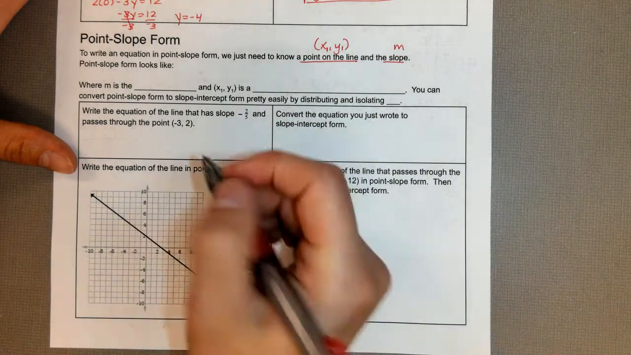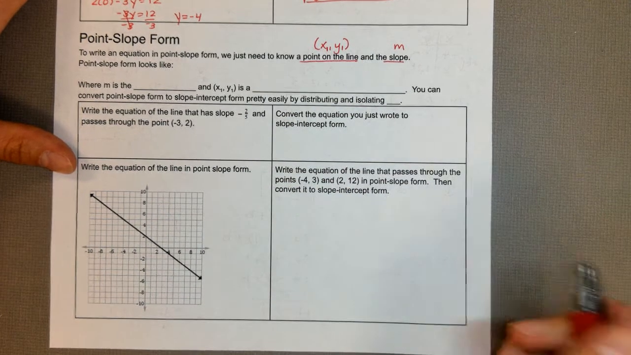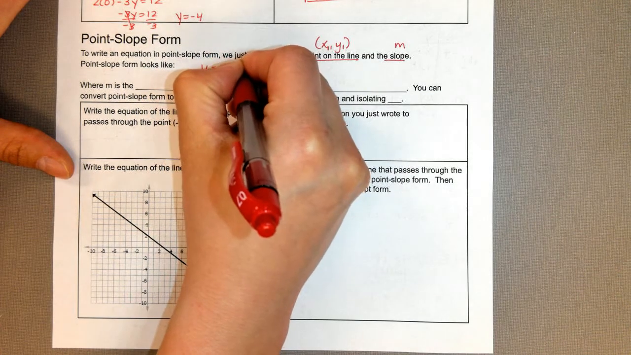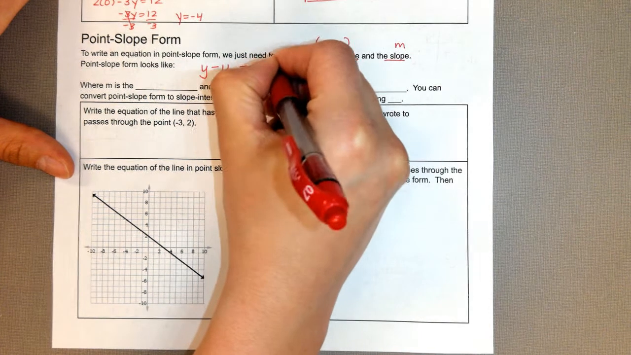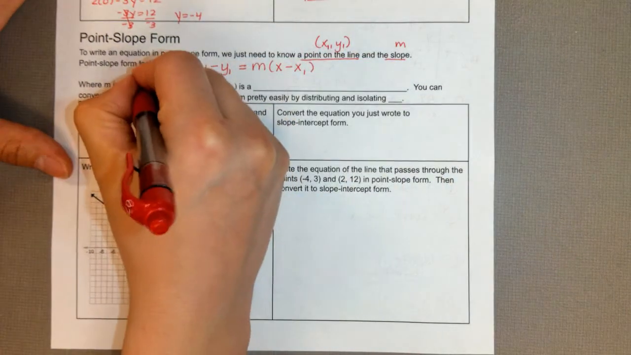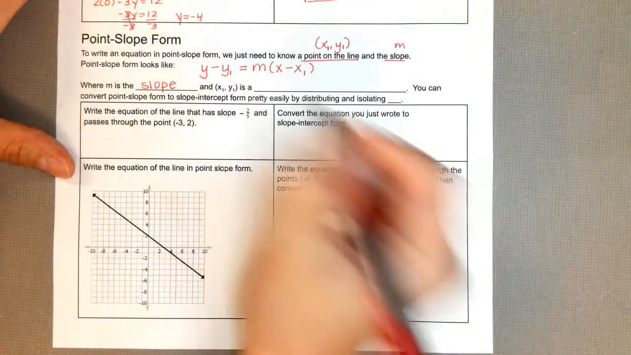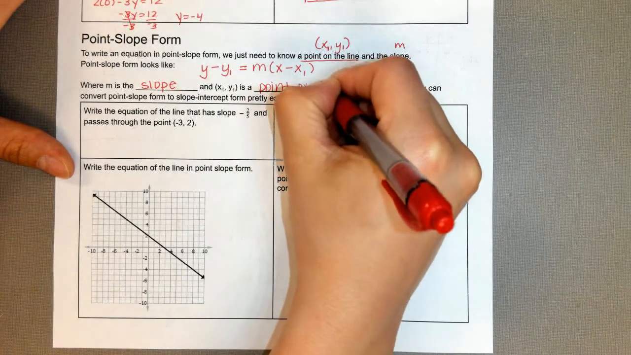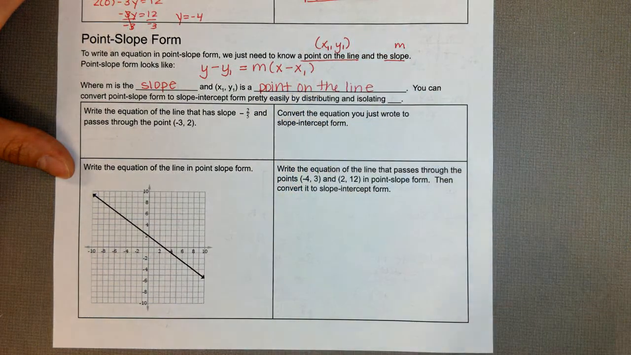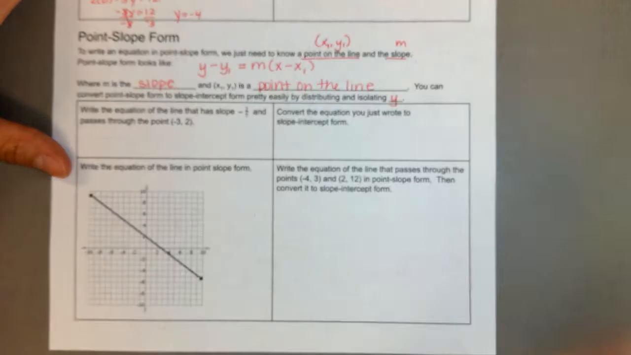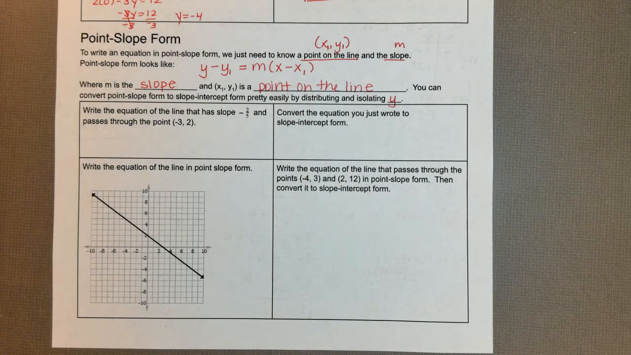So point-slope form looks like this. And this is a little funky, so it takes some getting used to. It's y minus y1 equals m times x minus x1, where m is the slope and x1 comma y1 is a point on the line. You can convert point-slope form to slope-intercept form pretty easily by distributing and then isolating y. So I'm going to show you what I mean.